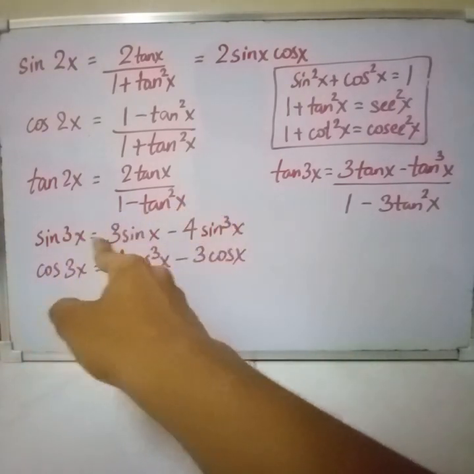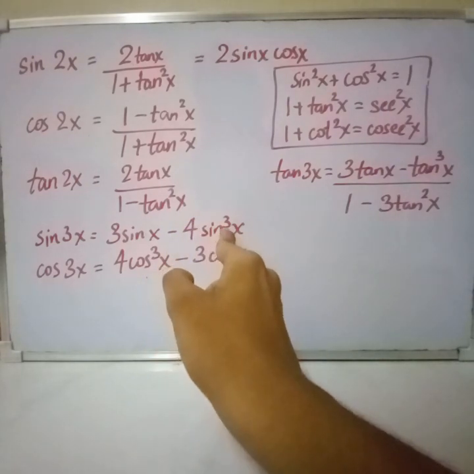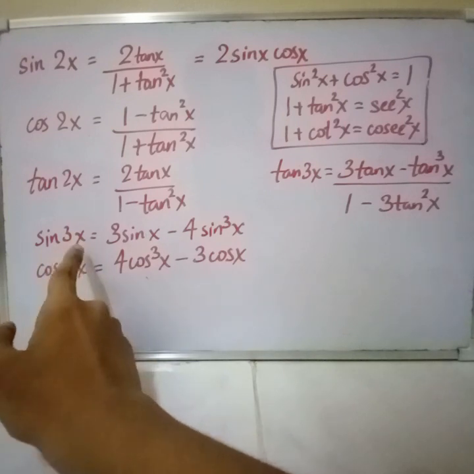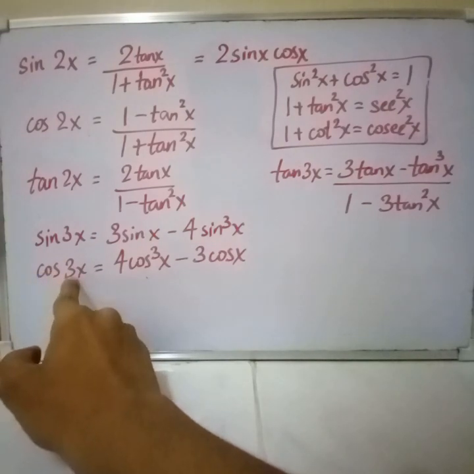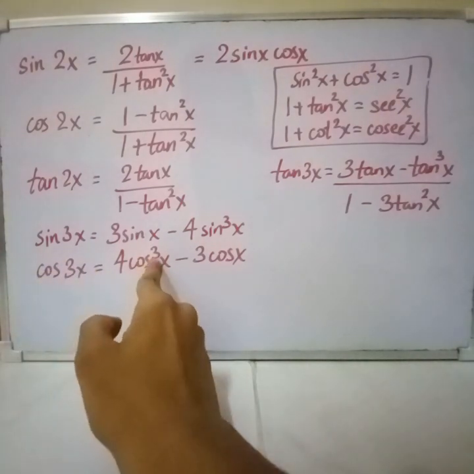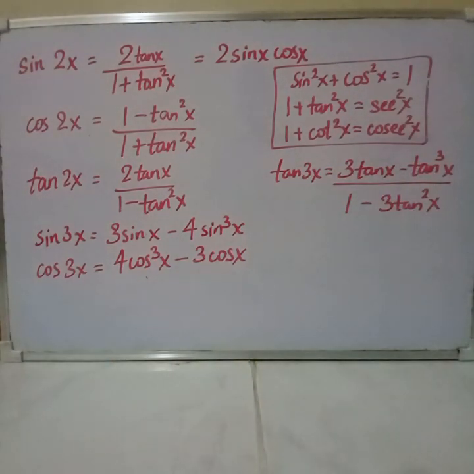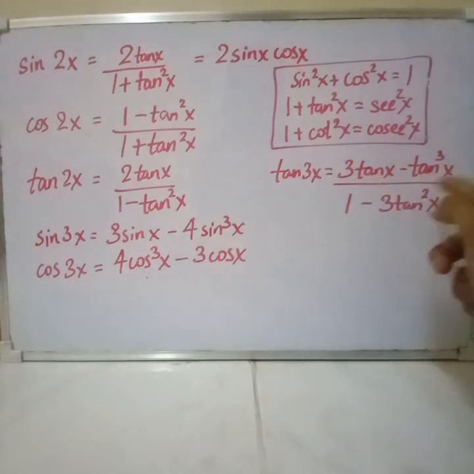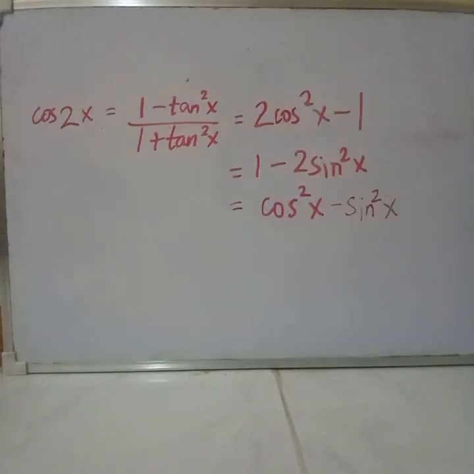We have this formula: 2 tan x by 1 minus tan squared x. Then for sin 3x, we have this formula: 3 sin x minus 4 sin cubed x. Here we are having 3 times x, where x is a variable, and here we are having 2 times x, like that. For cos 3x, it will be equal to 4 cos cubed x minus 3 cos x. And finally for tan 3x, we have this formula: 3 tan x minus tan cubed x by 1 minus 3 tan squared x.